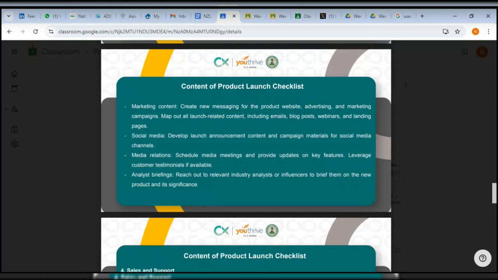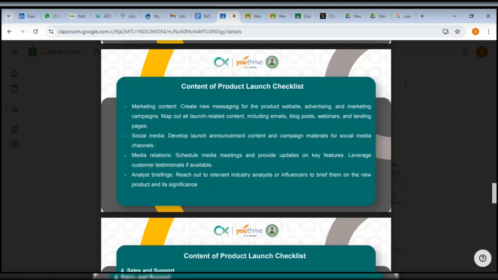And then your launch related contents, including emails, webinars, landing pages, and all that. Your landing page is always an important aspect of your launching. The language in it will start to change. Social media: develop launch announcement, content, and campaign materials for your social media channels.